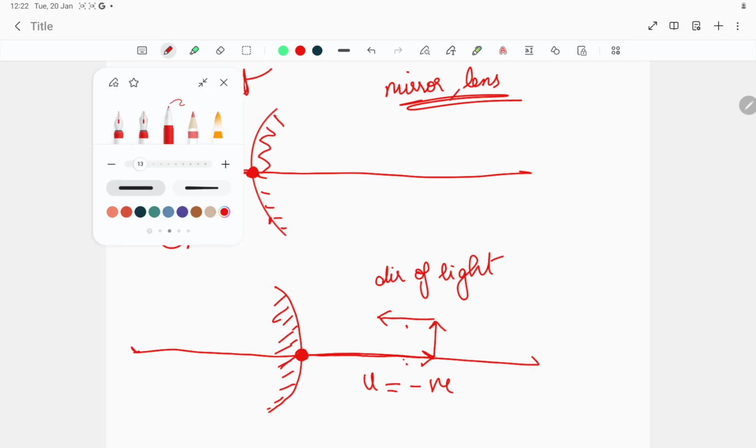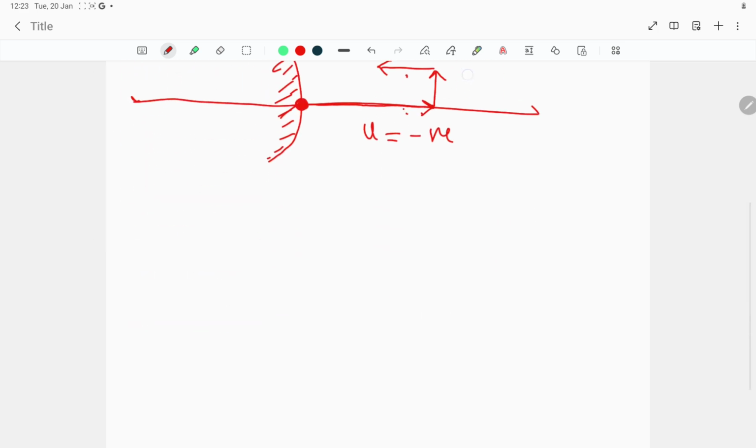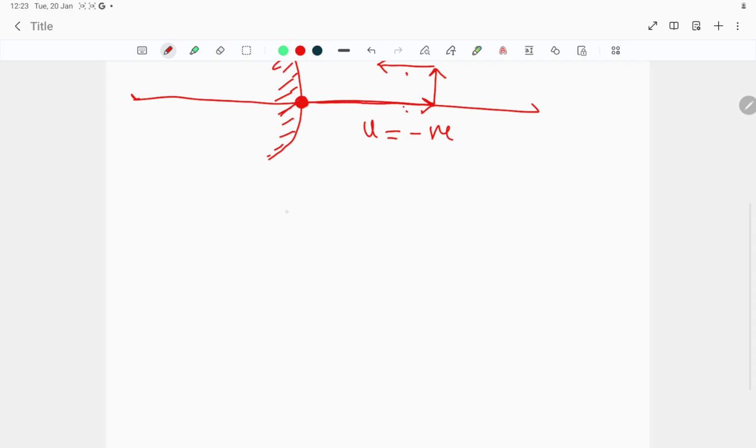Now let us apply this concept to any other type of mirror. So let us say I have a concave mirror. What happens in a concave mirror?